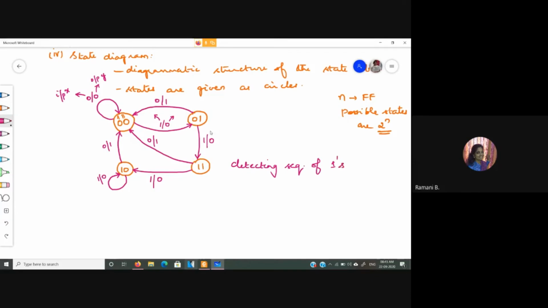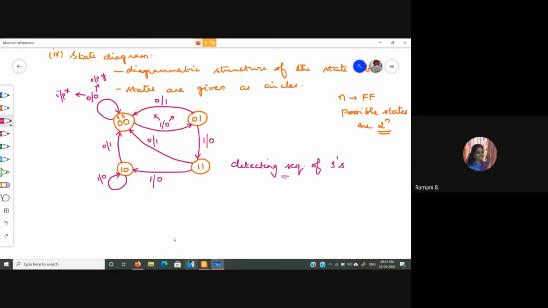Because wherever you are, if you are getting an input of 0, you are coming back to the initial state 0 0. Here, if you are having 0 as input, you are remaining in the state 0 0 itself. If you are in state 0 1 and you are getting an input 0, you are going back to the initial state. From 1 1, if you are having an input 0, you are going back to the initial state. From 1 0, if you are having an input 0, you are going back to the initial state. So you can say that this particular circuit actually detects a sequence of ones. This is one example.